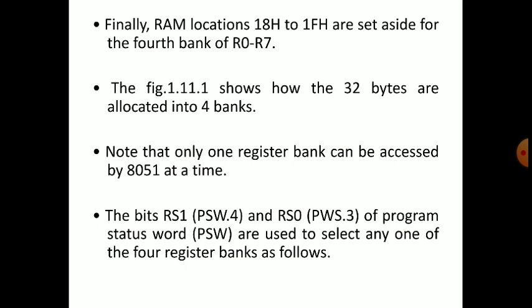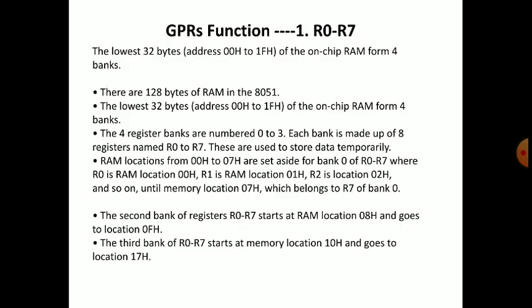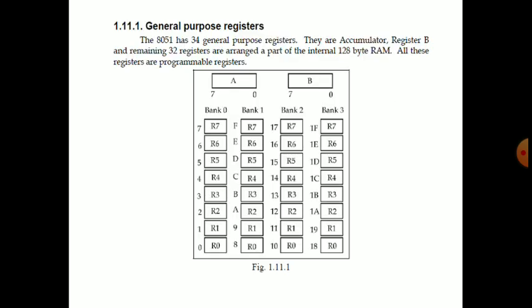And RS0 is PSW.3, not PWS, that is the fourth bit of the program status word. These bits are used to select any one of these four register banks as follows. So we have four register banks, right? Bank 0, bank 1, bank 2, bank 3.